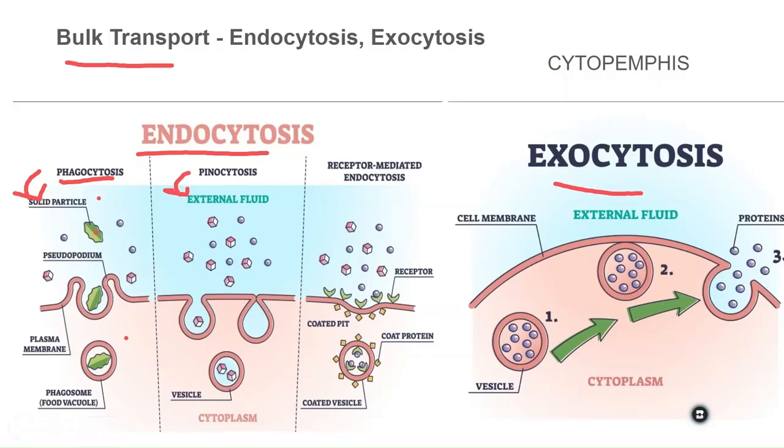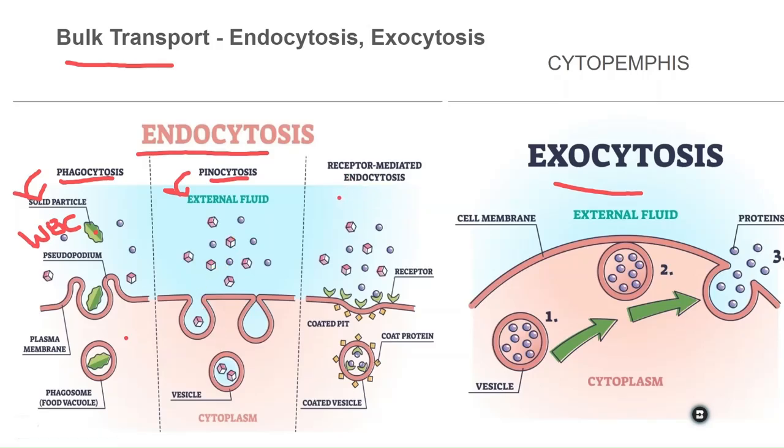So it occurs through phagocytosis, where the solid particles, for example WBCs or the macrophages, right? So they engulf the pathogens by this process of phagocytosis. Whereas pinocytosis is also known as cell drinking, where the liquid substances are taken in.